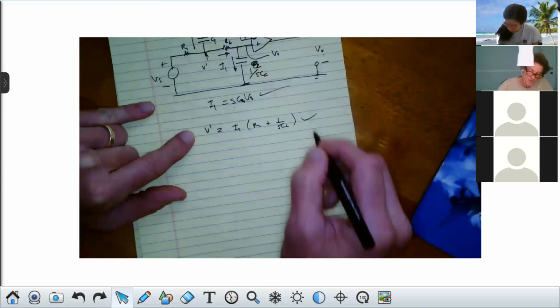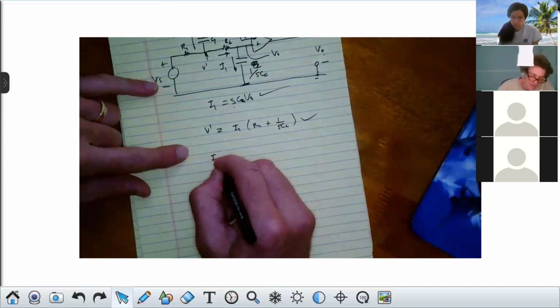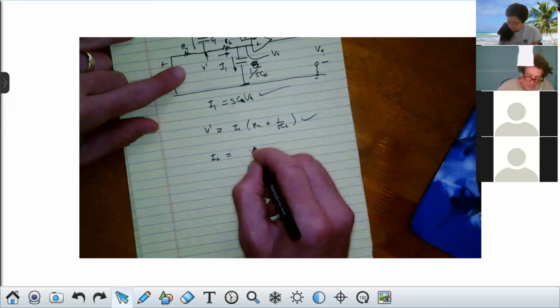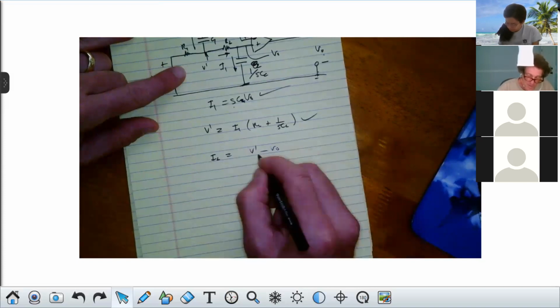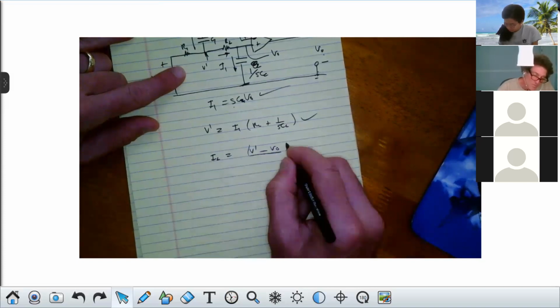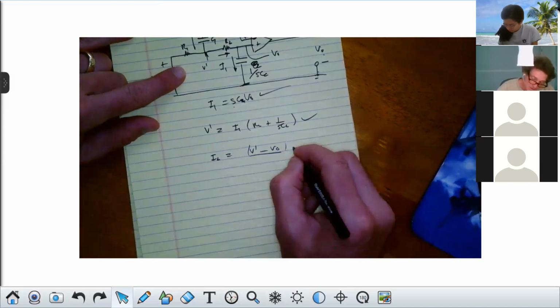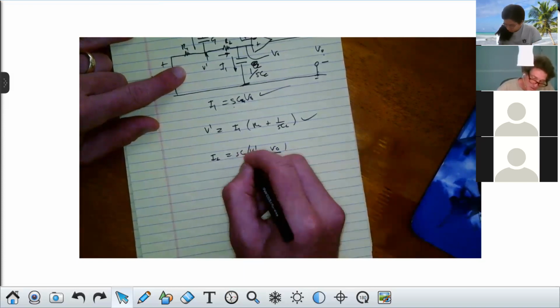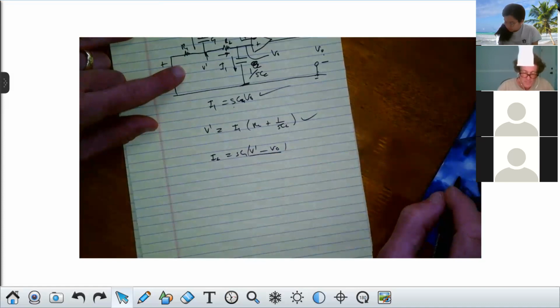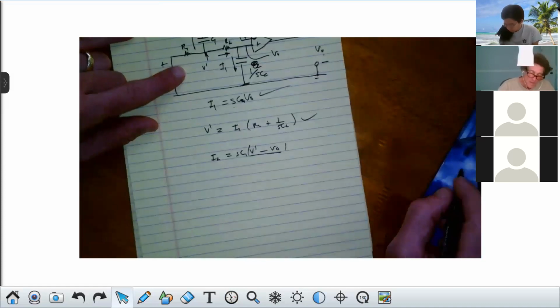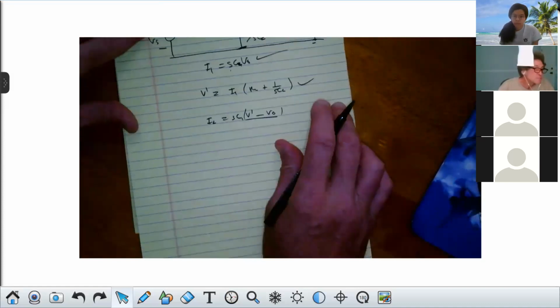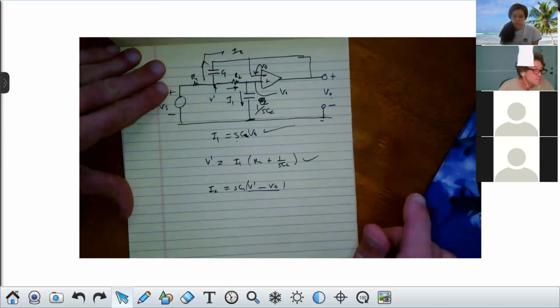This is just one way of doing it. I can say that I2 here would be equal to V prime minus V naught over 1 over C1S, or just times SC1. And that would be I2, correct? Can you slide it down just a touch? This way? Yes. Thank you.